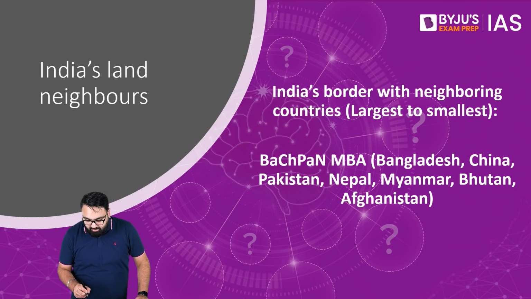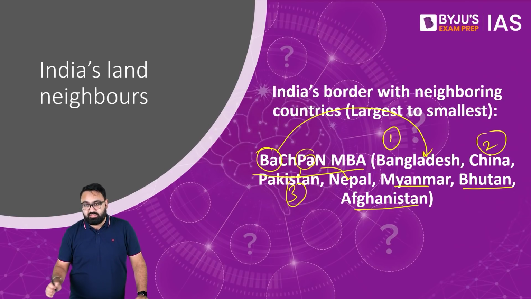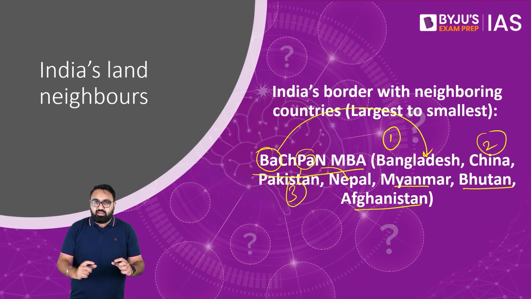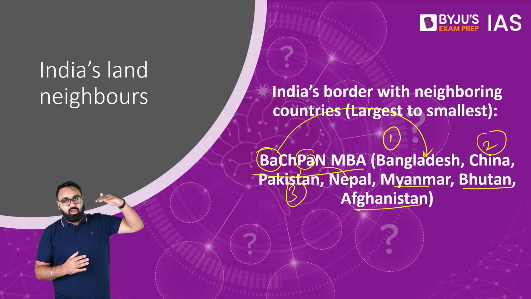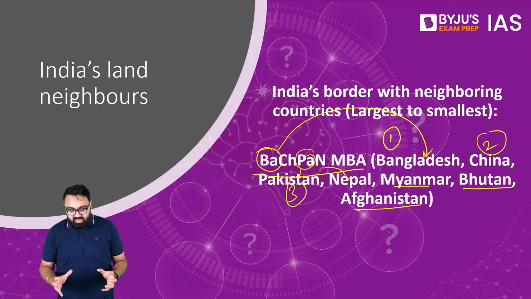For that, just remember Bachpan MBA. So in Bachpan, BA stands for Bangladesh. That is the country with which we share the largest border. Second is China. Then PA, that is Pakistan. Then N, that is Nepal. Then Myanmar, Bhutan, and Afghanistan. That is how you can remember, from the largest to the smallest, the land border that India shares with the other countries in our neighborhood.